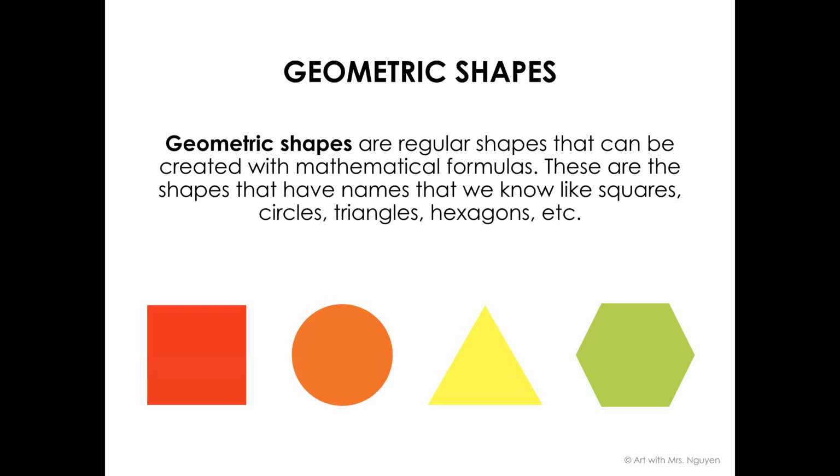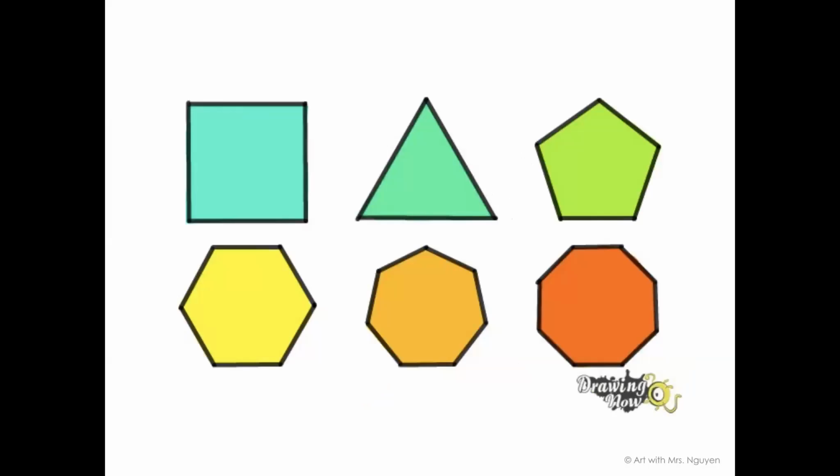So when we're talking about geometric shapes, these are regular shapes that can be created with mathematical formulas. So these are shapes that we know, like squares, triangles, hexagons, stuff that you can measure out. You would use a ruler or a compass for. Another way you can think about it is stuff that you would study in geometry class. If you guys have taken geometry before for math, all those shapes have the same beginning of the word, right? Geometric. Those are geometric shapes that can be studied, measured. Some more examples here.